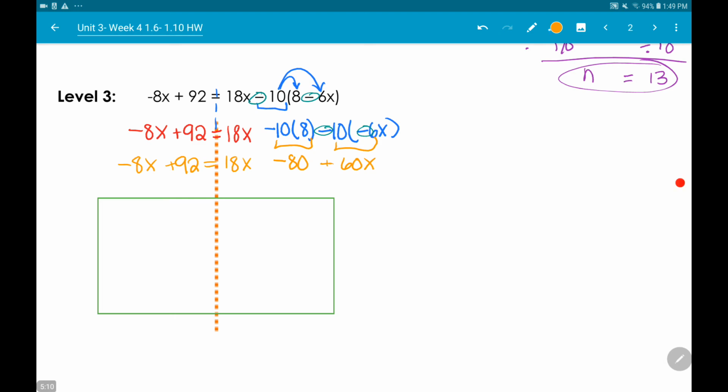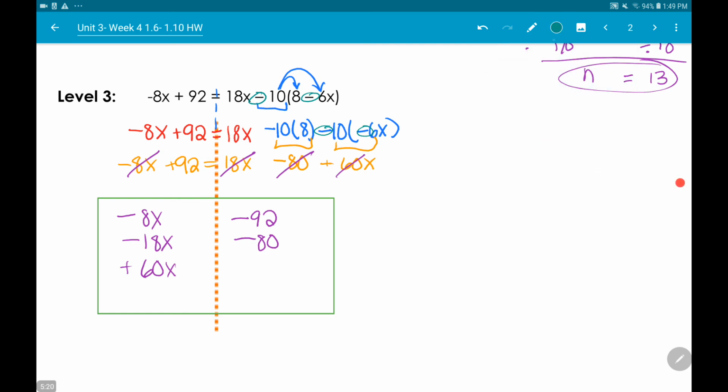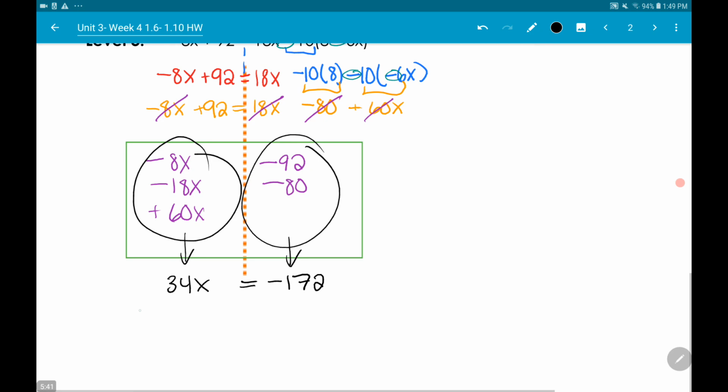Why don't you go ahead and group them? When you grouped, you should have gotten the same thing as me if I did it correctly. There's a chance I always make a mistake. And then we're going to simplify. So on my left side, we get 34x. And then on my right side, I get negative 90 minus 80, which is negative 172. My final step is division.